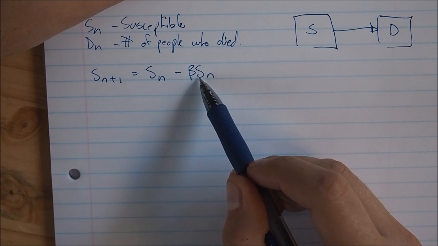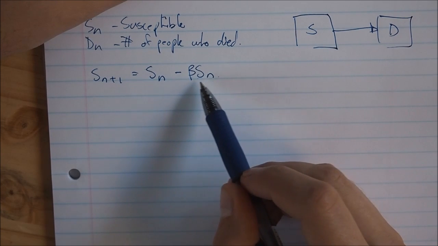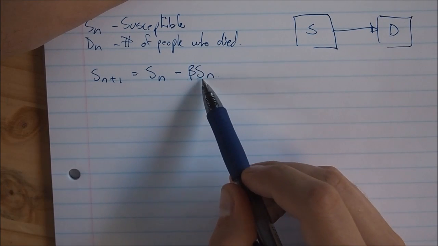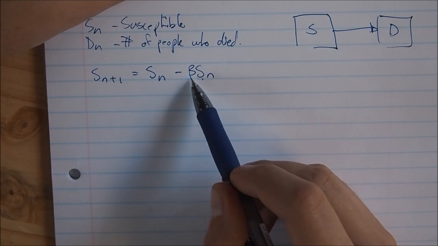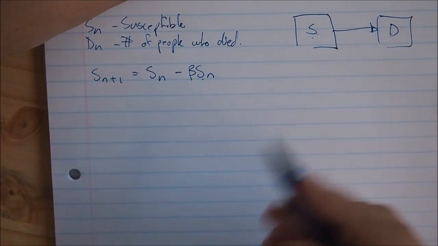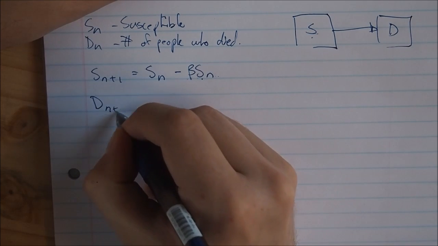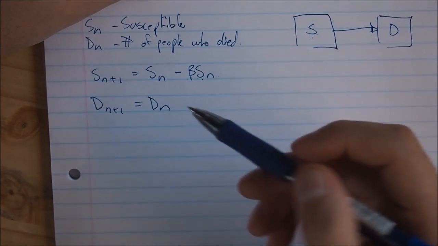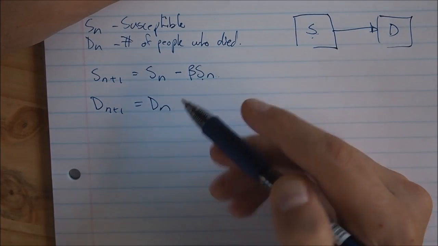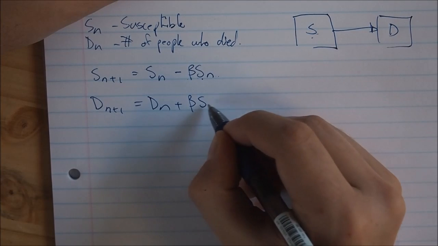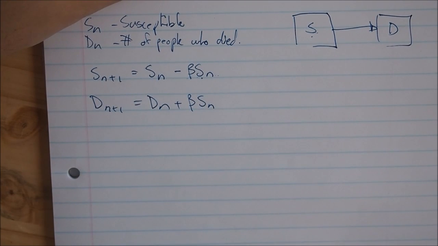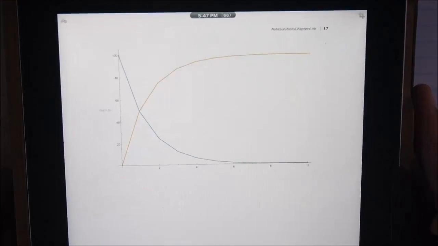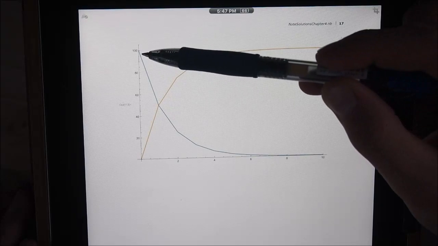So beta times SN: say we have 100 people that are susceptible and beta is 10%, then 10 people will move. So 10% of the 100 people that are currently susceptible will be removed from this compartment and move into the D compartment. And hence the number of people that will have died in the next month is the number of people that have currently died, plus the people that die in this period.